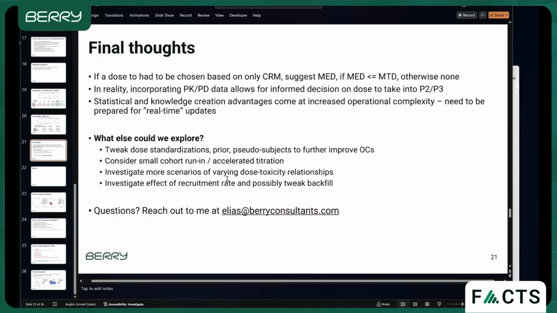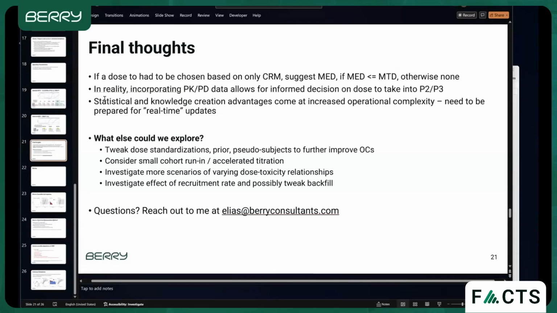So let me end with some final thoughts here. If we were running this trial with this design, and in the end we had to choose one dose to go forward, I would say pick the MED, of course if the MED is below the MTD. And of course, only if you're happy with, say, a 20% response rate. If you have a dose that has a 30% response rate but is still acceptably safe, then maybe you would want to pick the other one. So again, it's not so obvious.